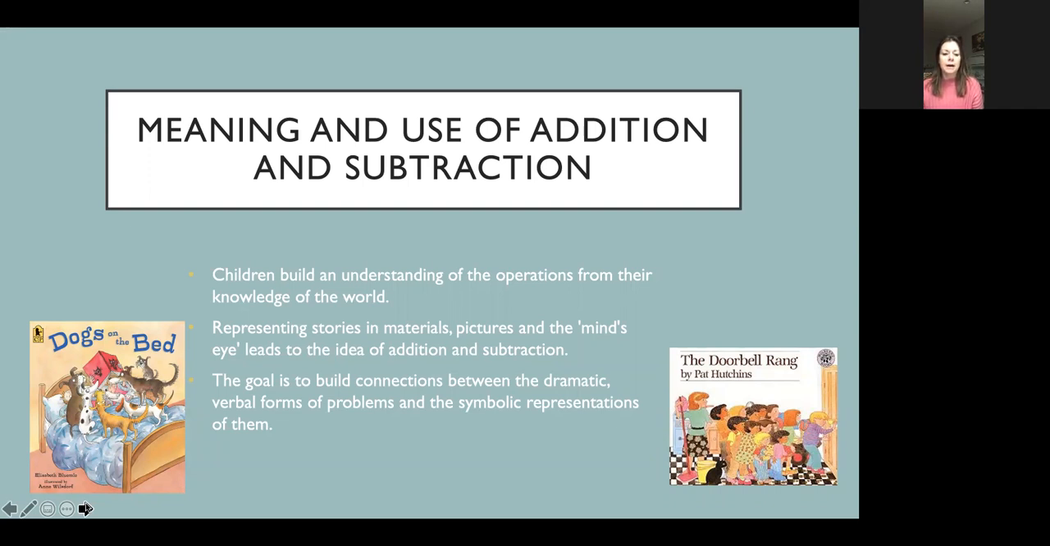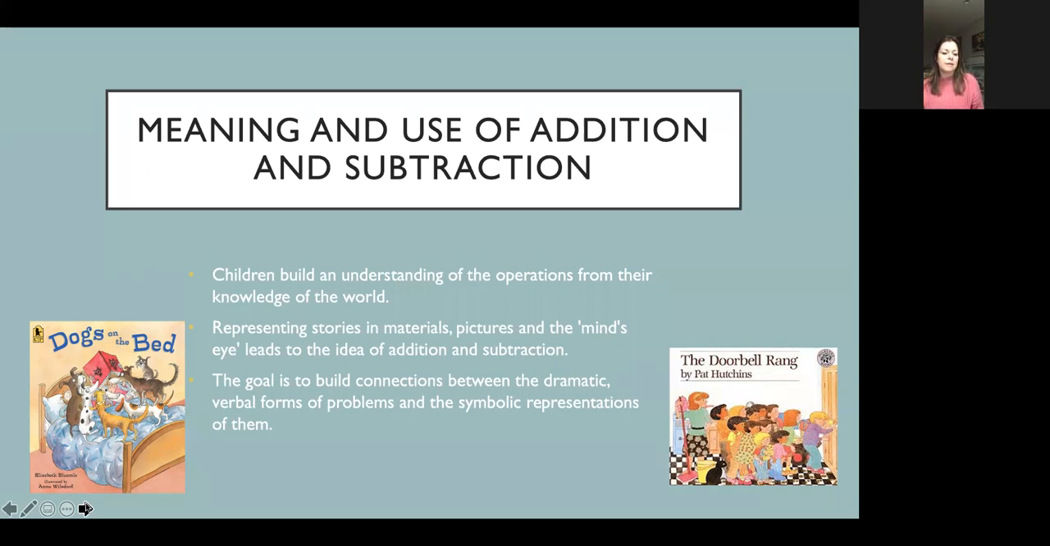I've used both of them. The dogs on the bed, I've used in grades K-1. The doorbell rang, I've used in grades 3 and up, where the story is giving them a context or a situation where they can think about, for instance, dogs on the bed, addition and subtraction.